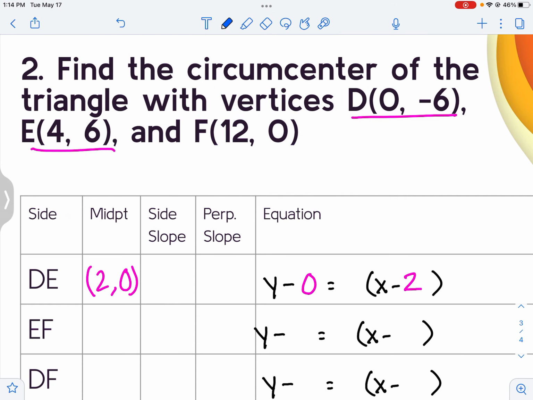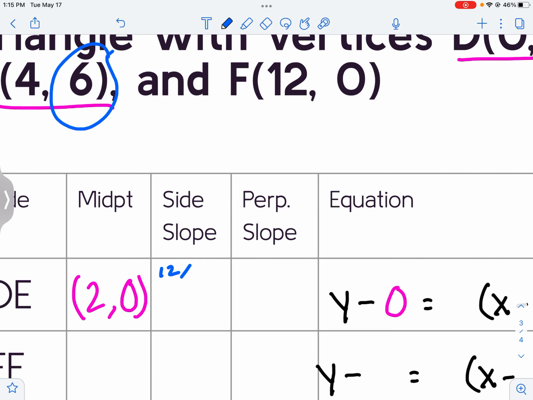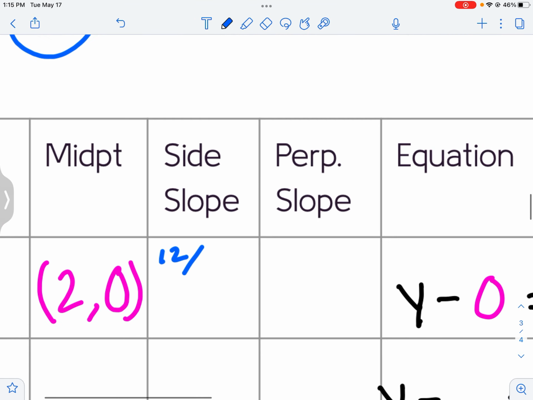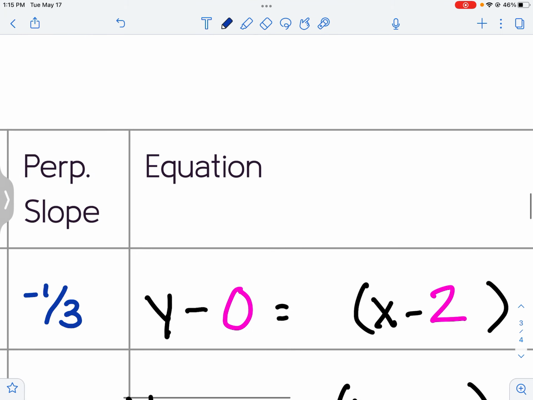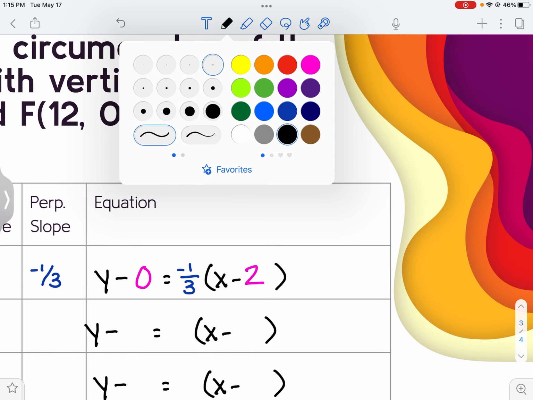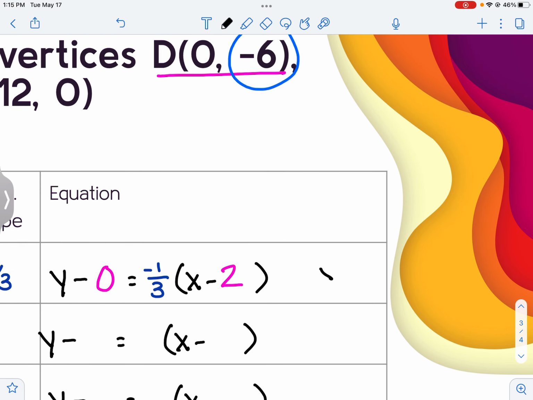Then go ahead and find the slope between those. My change in y, I went up 12. My change in x, I went up 4. Perpendicular to 3 would be a slope of -1/3. If I would like to rewrite this, I could distribute that -1/3.